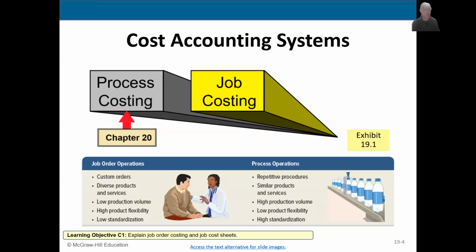We use job order costing because the orders are often custom. The company provides diverse products and services. For example, Toyota offers different types of vehicles and services. The production volume is relatively low. In other words, they're not making tens of thousands of the same exact vehicle in each batch. That's more process costing.